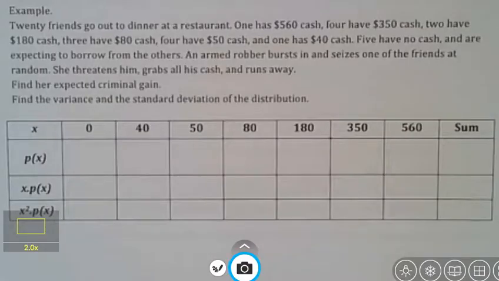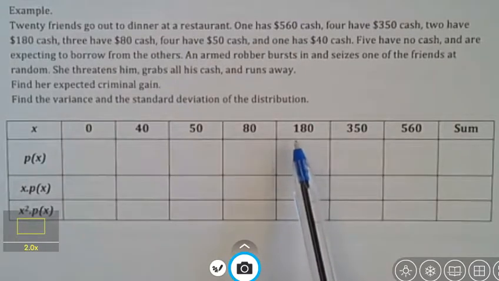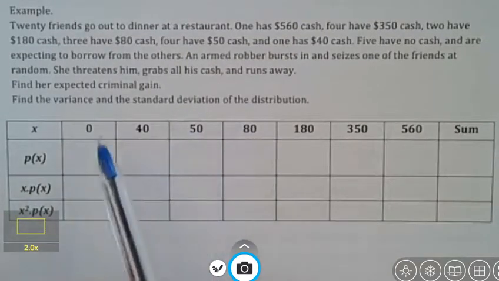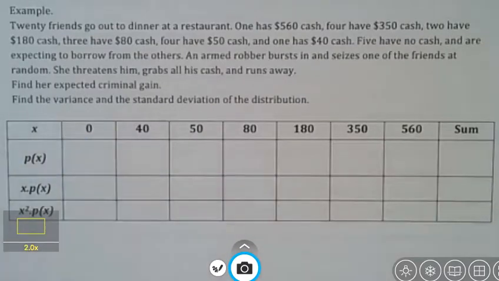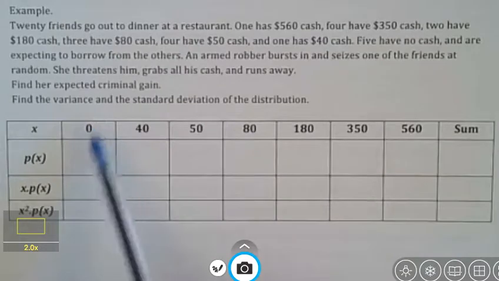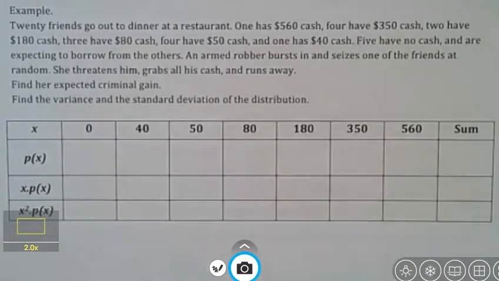Okay, an example here. 20 friends go out to dinner at a restaurant. One has $560 cash. 4 have $350 cash. 2 have $180 cash. 3 have $80 cash. 4 have $50 cash. 1 has $40 cash. And 5 people have no cash. And those 5 people that came with nothing wanted to borrow money off some other people. All right? Now, an armed robber bursts in and seizes one of the friends at random. She threatens him, so the robber's a woman, grabs all his cash and runs away. Find her expected criminal gain.